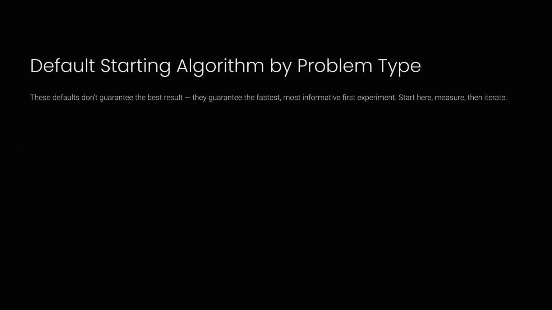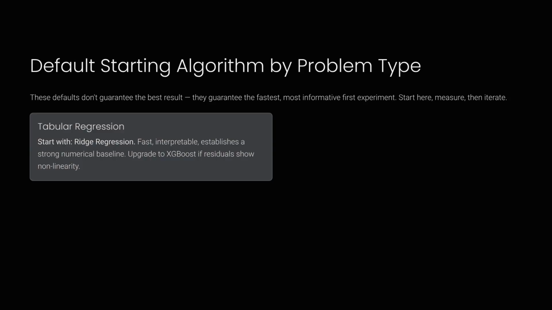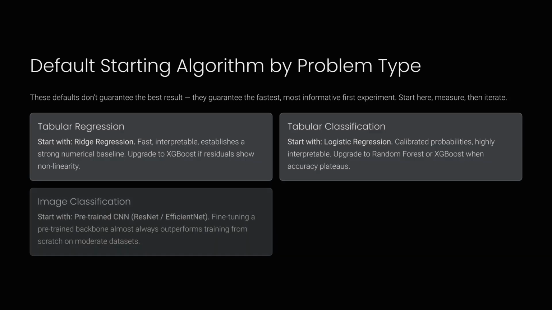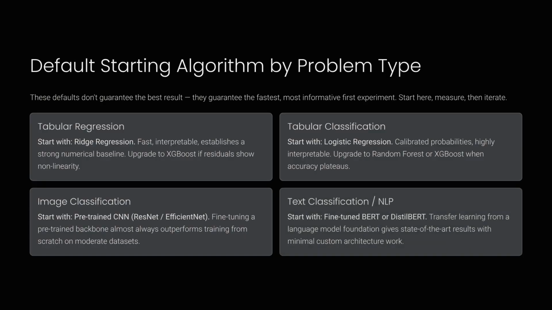For tabular regression, start with ridge regression and upgrade to XGBoost. For tabular classification, start with logistic regression, then move to random forest or XGBoost. For image classification, begin with a pre-trained CNN. For text classification or NLP, start with fine-tuned BERT or DistilBERT.